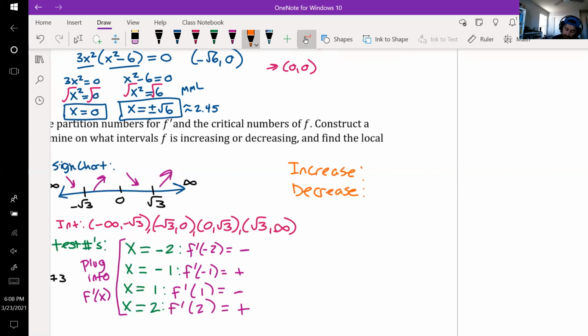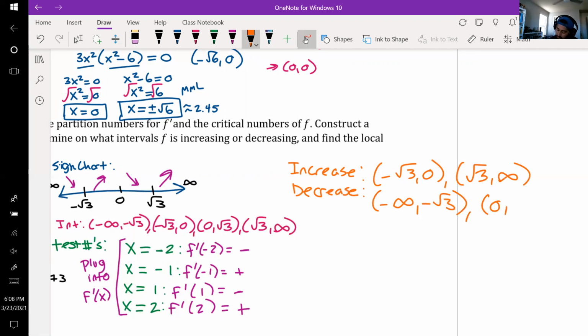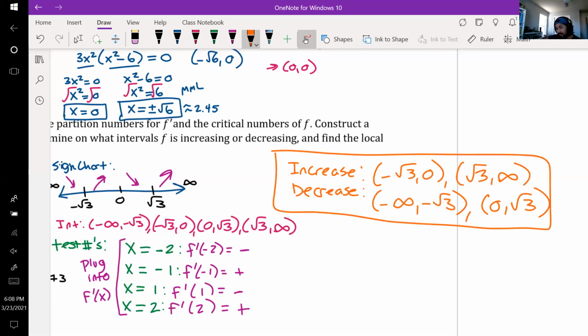And looking at the sign chart, we have increase on -√3 to 0, and √3 to infinity, and then decrease on -∞ to -√3, and 0 to √3. There's our increase, decrease. And now we have to find maximums and minimums.